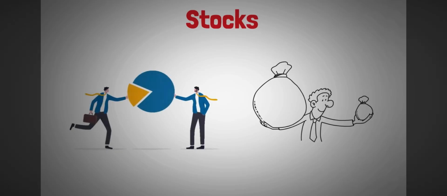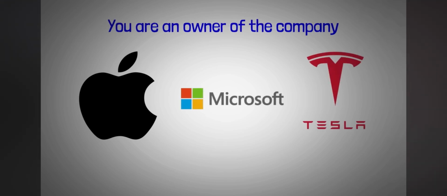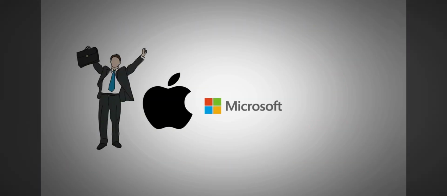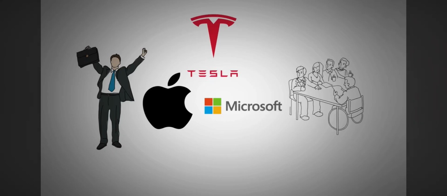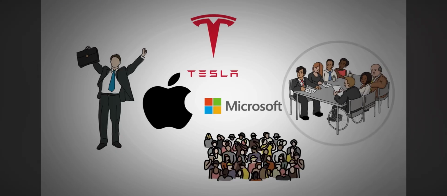Now, in order for you to raise a lot of money for your company, you need to sell a portion of your ownership in your company to investors. And that's what stocks are. Stocks are just units of ownership in a company. So if you buy stock in Apple or Microsoft or Tesla, you are an owner of the company. So you probably own a very small piece of the company, but you are still technically an owner. Therefore, one person does not own Apple or Microsoft or Tesla. So there are thousands of people that own stock in those companies. So those companies have thousands of owners, which are the stockholders.